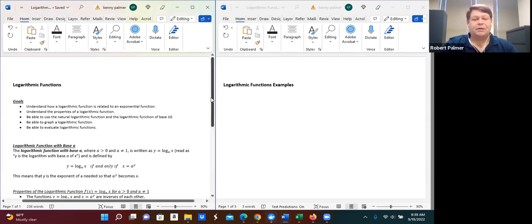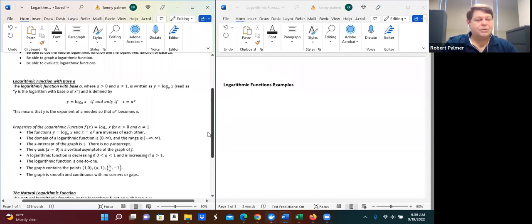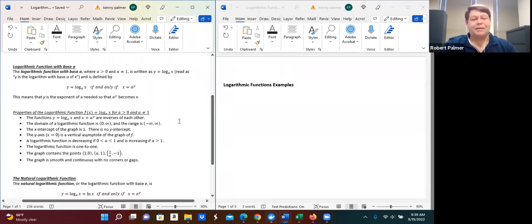So first off, let's take a look on the left below. A logarithmic function, we'll start with just a general base, base A, just like an exponential function had a base. Like with an exponential function, A is positive and it's not 1. It is written like this: y equals log base A of x, or y is a logarithm with base A of x. You just say log base A of x.